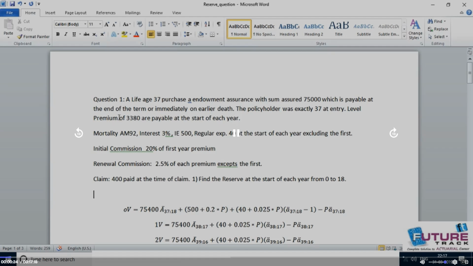Purchase an endowment insurance with sum assured of 75,000 from which is payable at the end of this term, for 18 years. See, we have to find the reserve at 0 also, and we will prove that earlier. 0V is 0 or less than 0, because the benefit is given immediately on death and the maturity benefit is given only at the end of the term.